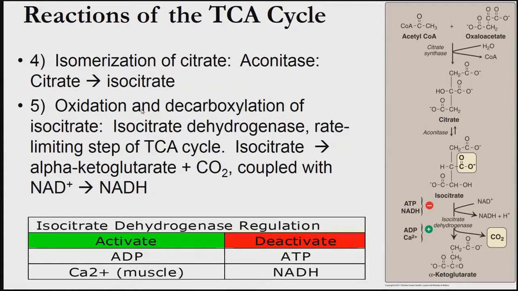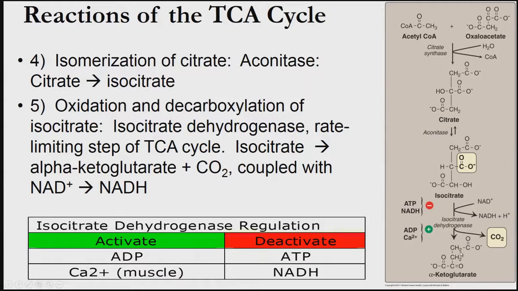Okay, so in the next step, we're actually going to oxidize and decarboxylate the isocitrate. This enzyme is one of the key enzymes. You'll also notice the arrow goes only in one direction. It's isocitrate dehydrogenase, considered the rate-limiting enzyme in the TCA cycle.